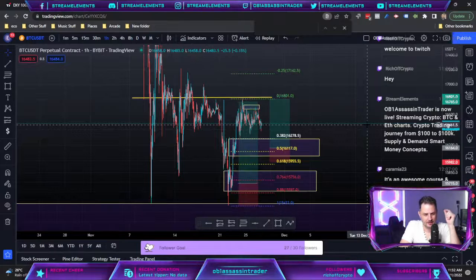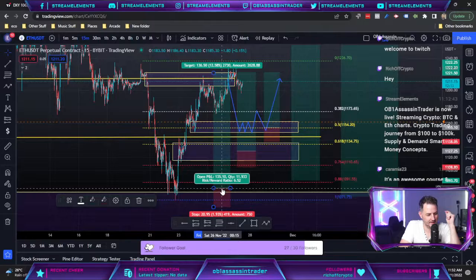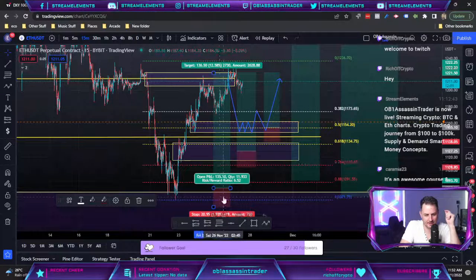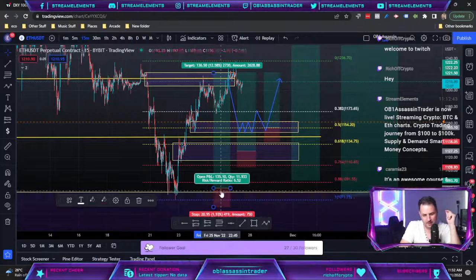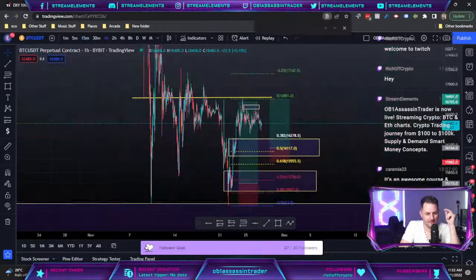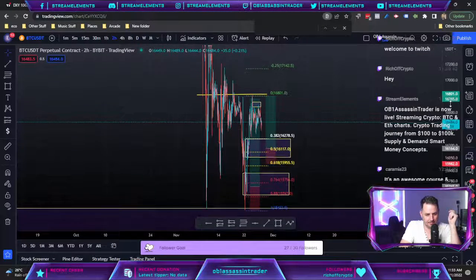Just so if I am asleep, if I am away from the computer, and then price drops all the way to that zone, I will definitely catch those, because what I'm expecting to happen is Bitcoin to come down into the lowest part of its range and then bounce off that. And the reason I'm expecting it to do that is because we have smart money concepts building up here.